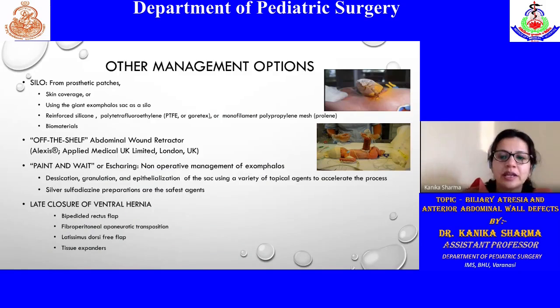So silos, as I have been telling you, can be made using materials like skin covers, prosthetic patches, and the giant omphalocele sac. And there are various materials available these days, even biomaterials, from which the silo can be made. After taking the child to the OT, you have to clean the bowel and give some warm compresses or a warm cover to the bowel so that edema subsides. As much bowel as can be replenished into the abdominal cavity should be attempted. Then a silo is formed.